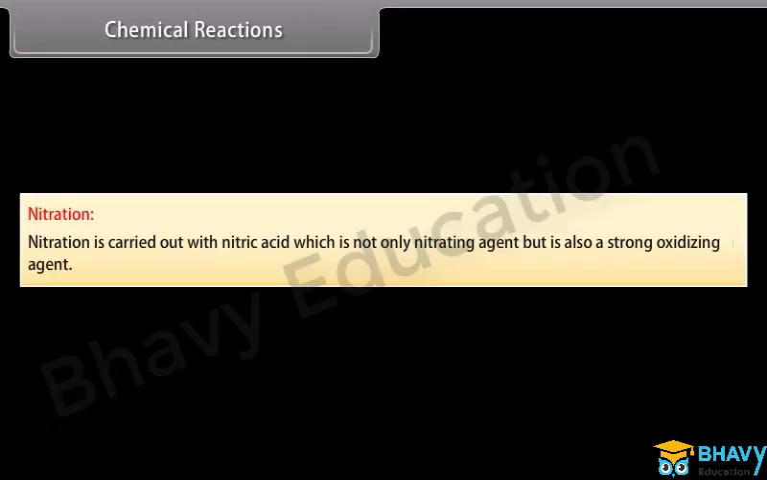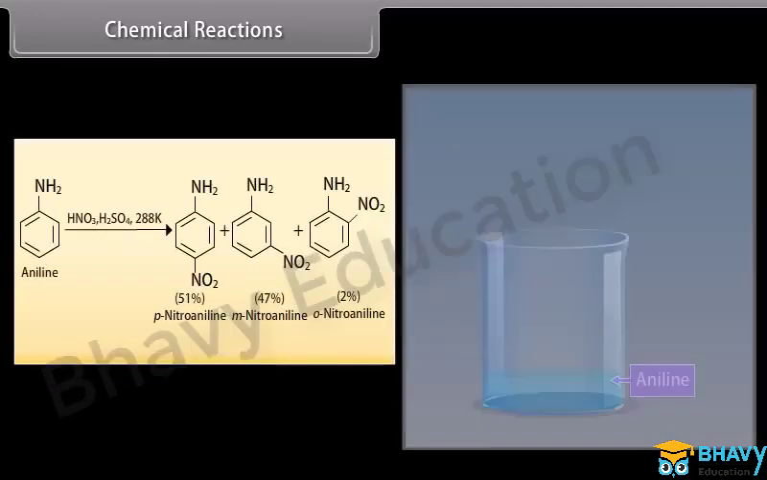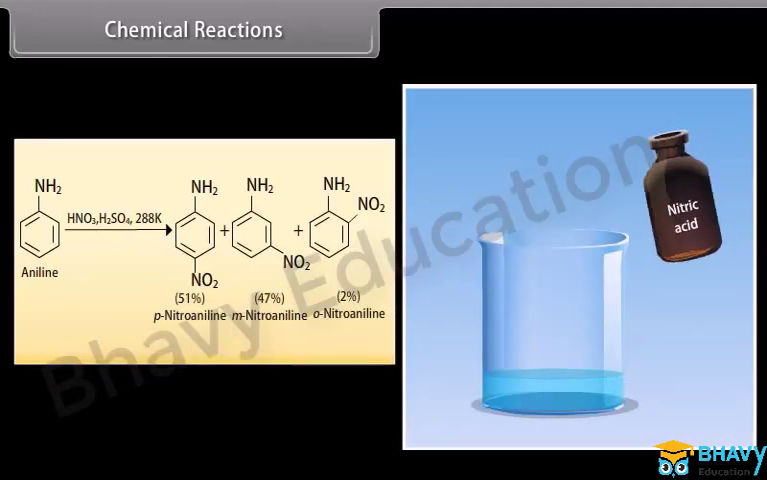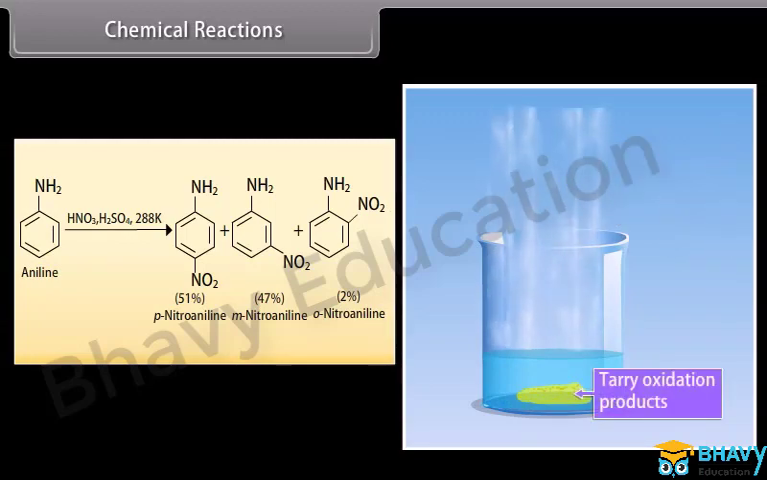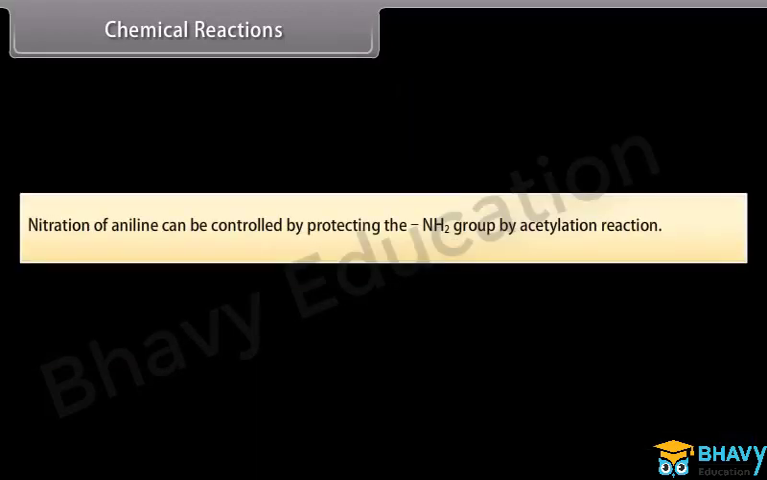Nitration. Nitration is carried out with nitric acid, which is not only a nitrating agent but also a strong oxidizing agent. Therefore, direct treatment of aniline with nitric acid leads to oxidation of the highly activated benzene ring, resulting in the formation of complex tarry oxidation products. Nitration of aniline can be controlled by protecting the NH2 group by acetylation reaction.